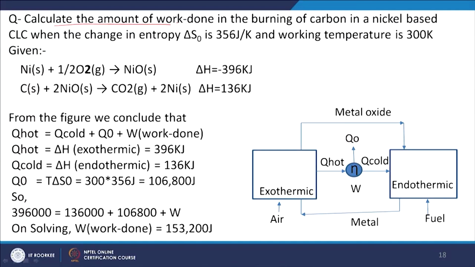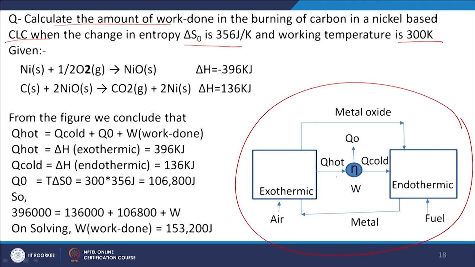Now, we will see one problem on this. Calculate the amount of work done in the burning of carbon in a nickel based chemical looping combustion when the change in entropy is 356 joule per K and the working temperature is 300 K. So, this is our cyclic process, and we have to calculate the work done. Now, if we have nickel based chemical looping, what will be the reactions? That we will consider first.